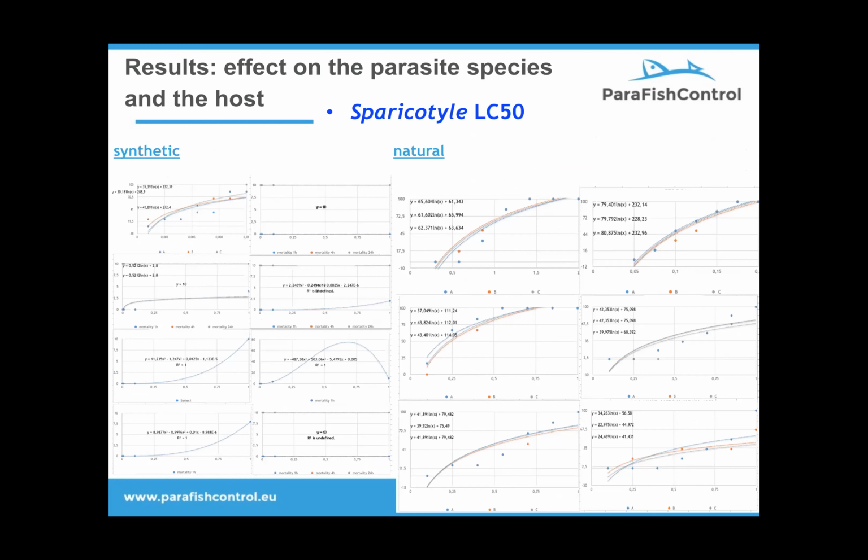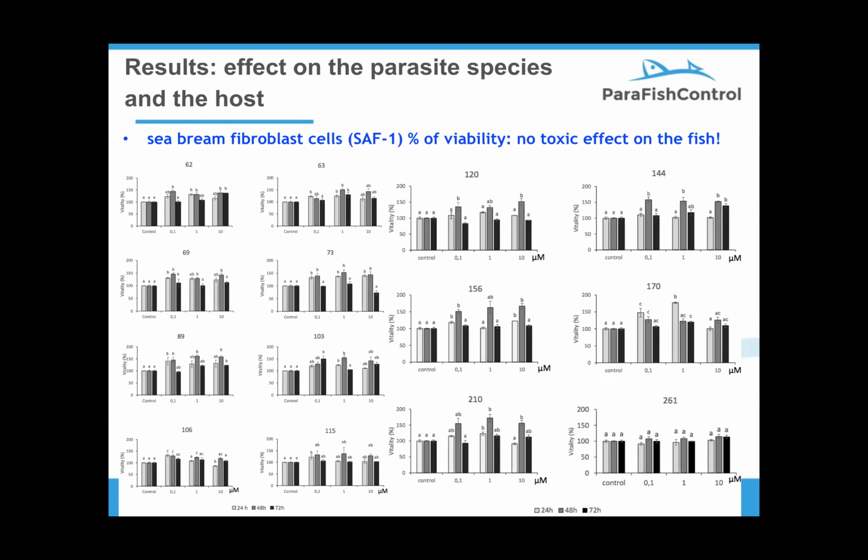We are still thinking about what could be the reason for this, but in Sparicotyle, in contrast to Ceratothoa, synthetic compounds have worked much better. The last slide with lots of graphs shows that no compound was toxic up to 72 hours and at the maximum concentration of 10 micromoles for the fibroblast cells. We used the sea bream fibroblast cell line SAF-1, and we think this is quite good, although it's not really reflecting the status of the whole organism.